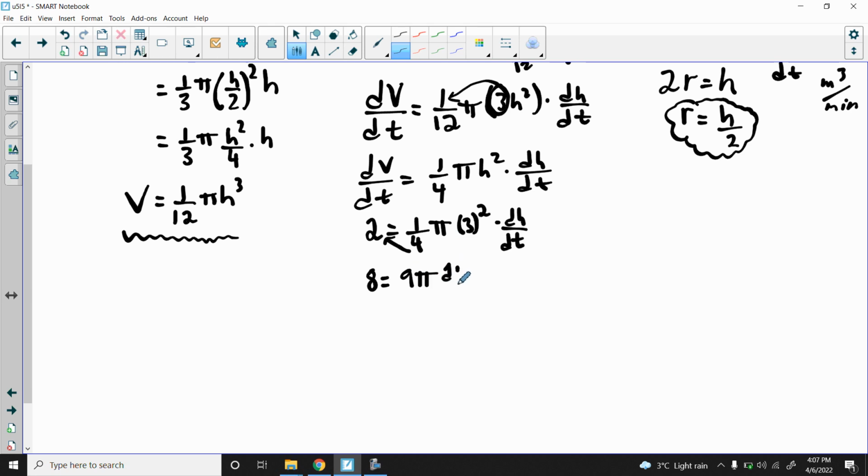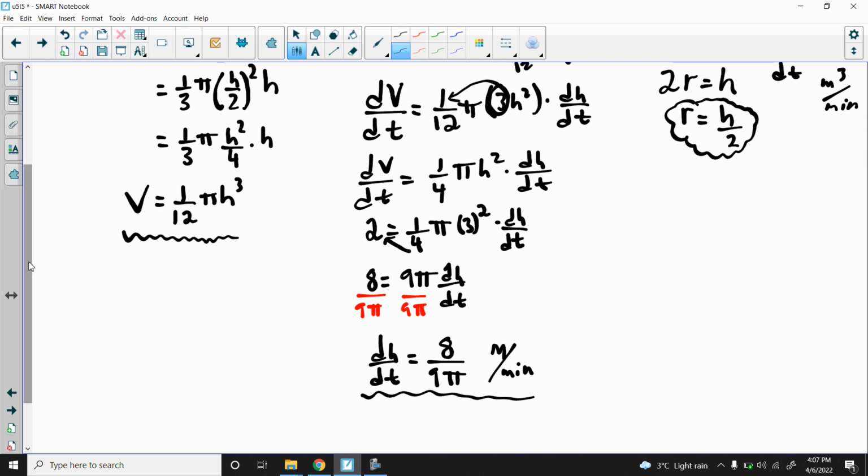times dh over dt. And then I want to get rid of that 9 pi, so I divide both sides by 9 pi, just like that. And then I end up with dh over dt equals 8 divided by 9 pi. Again, we'll look for a unit. Height is in meters, and time this time is in minutes. So meters per minute. And that is our related rate.